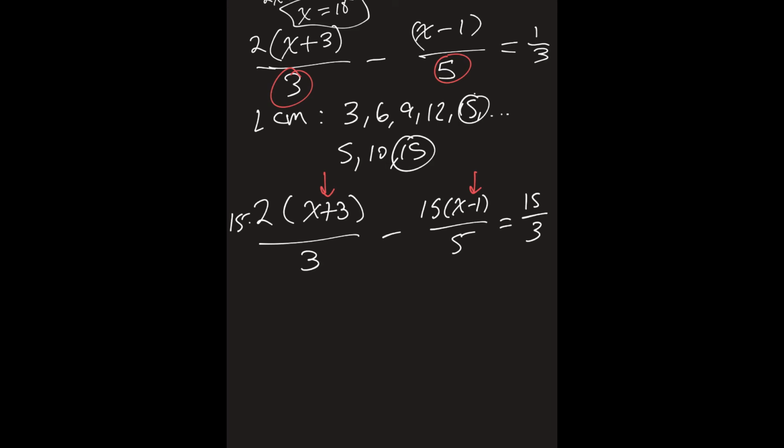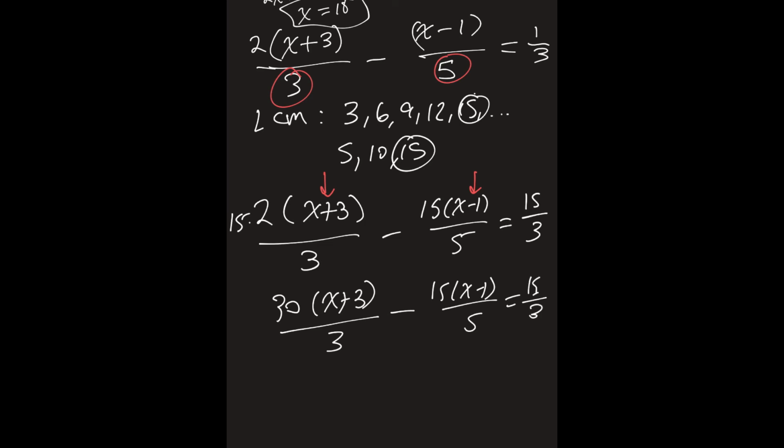So when it comes to 15 times 2 over 3, I could choose to multiply 15 and 2. I'll show you in a future video how you can manipulate numbers to your advantage. So I guess I will just multiply 15 times 2. 15 times 2 is 30 over 3. And then minus 15 over x minus 1 over 5 is equal to 15 over 3.